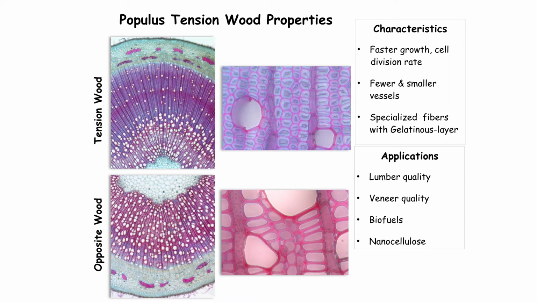So this is especially interesting for both basic biology, but also for applications, because tension wood, because of this contractile property, is actually the primary defect for lumber and veneer. But it turns out this G layer is actually very highly enriched in cellulose and very low in lignin. So it's attractive for potential biofuels applications.